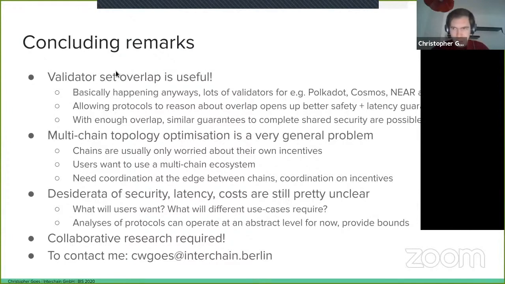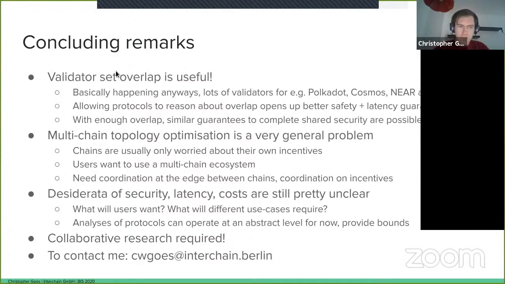Probably it will take a year or two before we have many concrete data points on what kinds of multi-hop cross-chain messages are being sent. But the analyses of the protocols can and should proceed in parallel. And bounds can already be provided as to what different levels of overlap would provide in terms of guarantees, what kinds of optimizations are possible in a multi-chain context, etc.